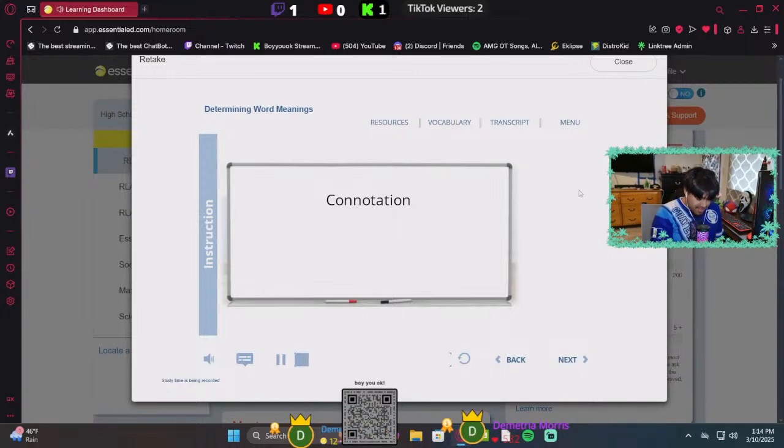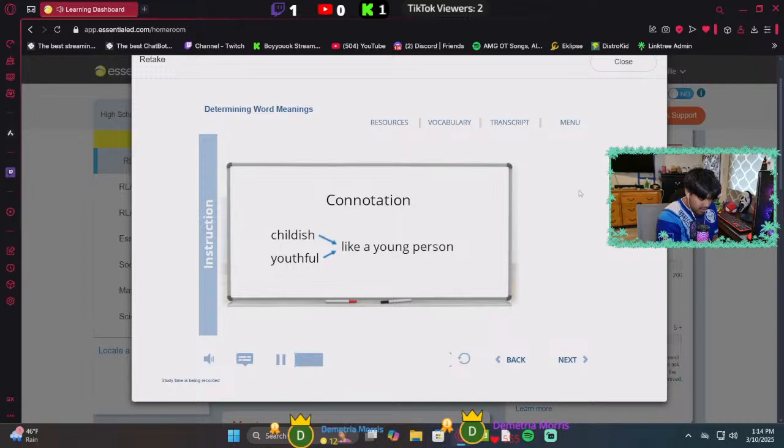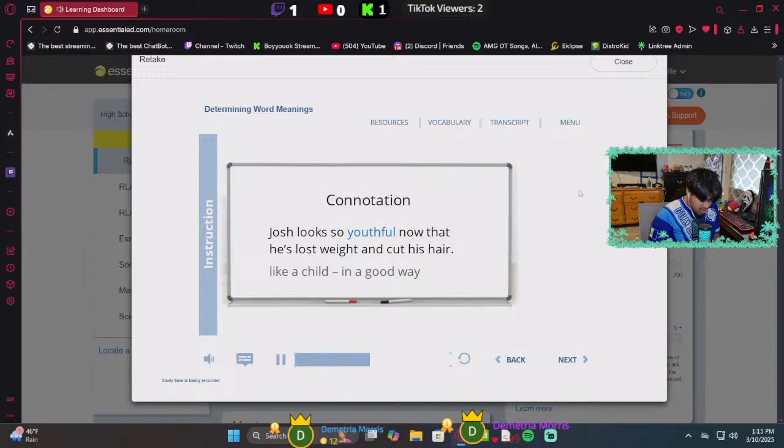Words have meanings, but they also are associated with feelings or ideas. Think about the words childish and youthful. They both mean like a young person, but they have different connotations. You can often figure out connotations from context. Someone might say, Josh is so childish, he has temper tantrums over nothing. The context shows that Josh is like a child in a bad way. On the other hand, someone might say, Josh looks so youthful now that he's lost weight and cut his hair. The context seems to use youthful in a good way.